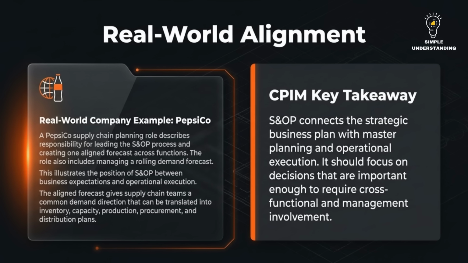CPIM Key Takeaway. S&OP connects the strategic business plan with master planning and operational execution. It should focus on decisions that are important enough to require cross-functional and management involvement.